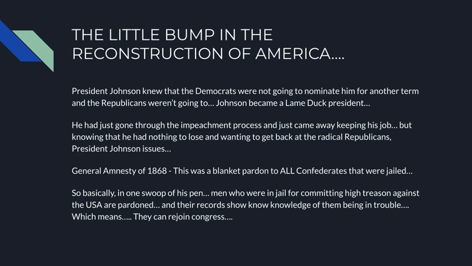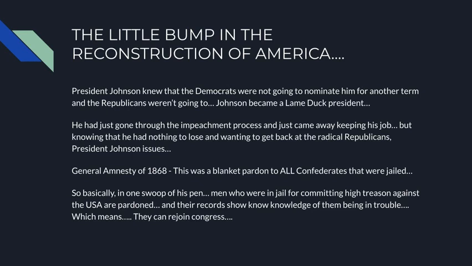President Johnson knew that the Democrats were not going to nominate him for another term, and that the Republicans sure as heck weren't going to nominate him. And so Johnson became what's known as a lame duck president. He had just gone through the impeachment process and came away keeping his job. But knowing that he had nothing to lose and wanting to get back at the radical Republicans in Congress, President Johnson issues the General Amnesty of 1868.